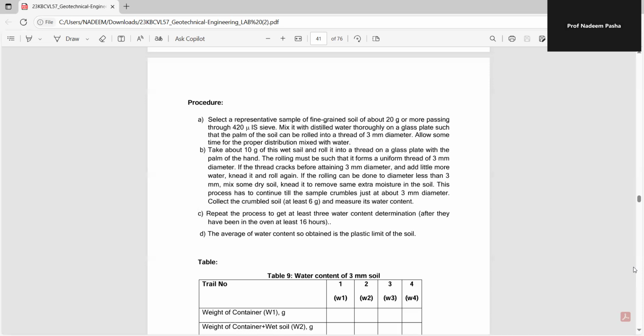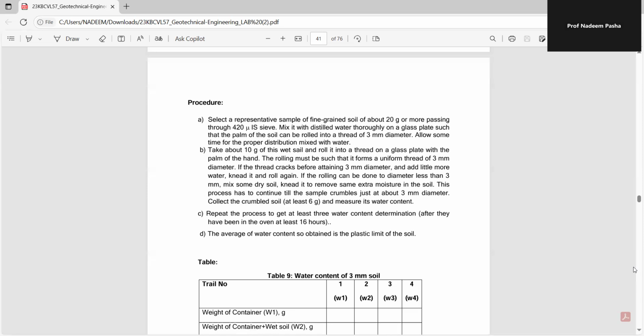So what you have to do, you have to select a representative sample of fine grained soil of about 20 gram or more passing through 425 micron IS sieve. After that, mix it with distilled water thoroughly on a glass plate such that the soil mass can be rolled into a thread of 3 mm diameter. Allow some time for the proper distribution of water.